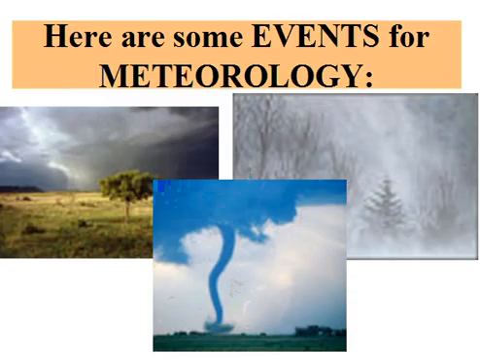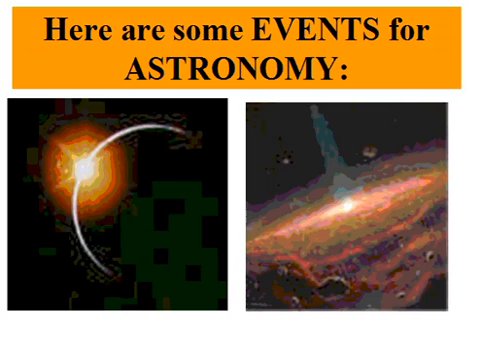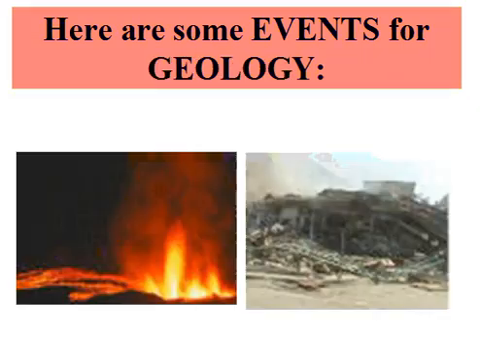Here are some events for meteorology. We have a thunderstorm, a tornado, or maybe even a blizzard. In astronomy, we might have an eclipse or maybe the birth of a new galaxy. And some events for geology, which you hear a lot about in the news, maybe a volcanic eruption or a catastrophic earthquake.